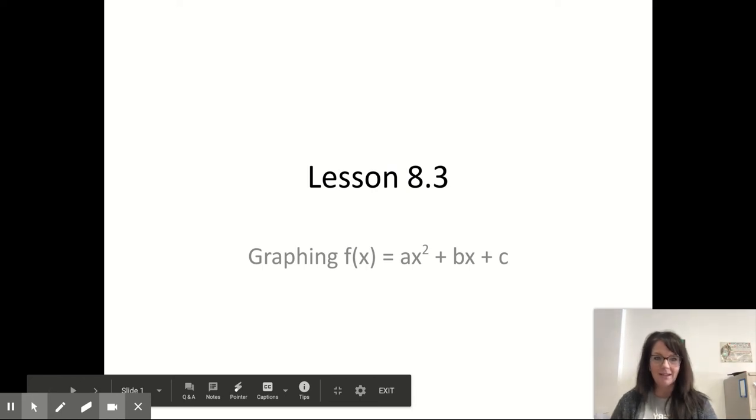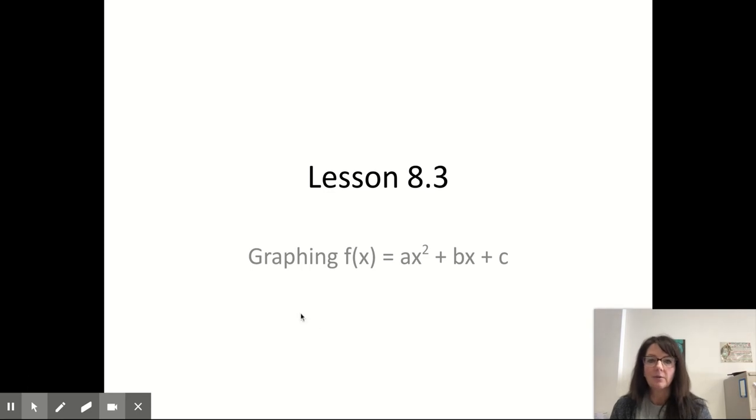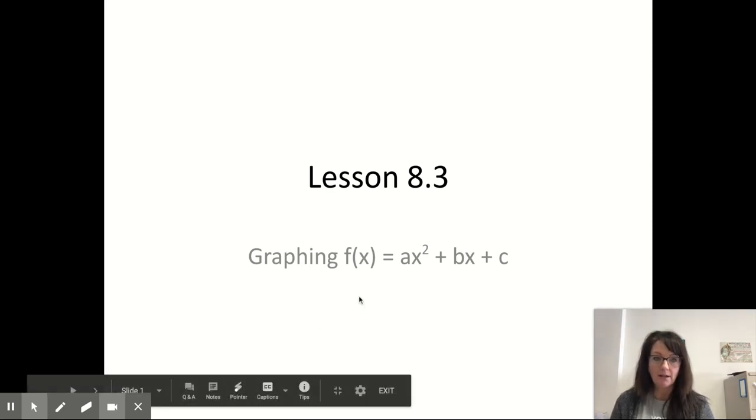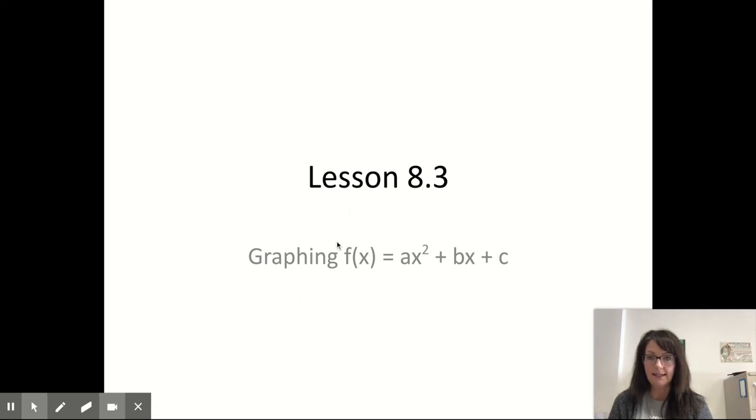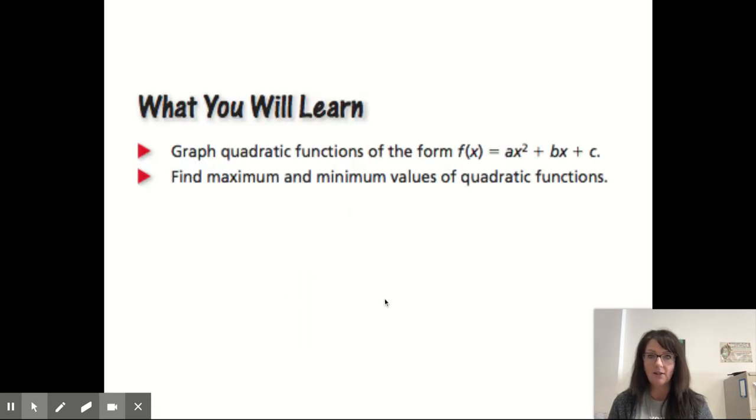Okay, we are going to be doing lesson 8.3. We're going to graph the quadratic equation or the trinomial in full with all parts A, B, and C. So let's take a look at that. We are going to be graphing in the form f of x is equal to ax squared plus bx plus c. We're going to also find the maximum and minimum values of a quadratic function.